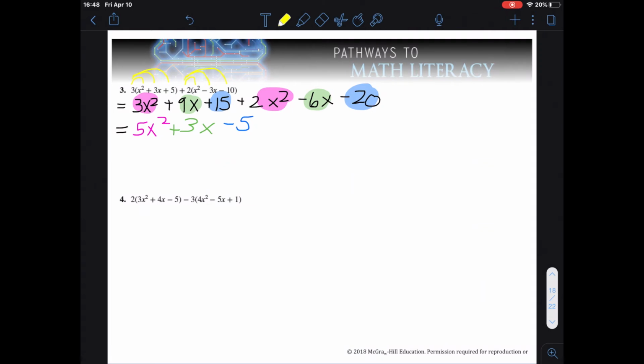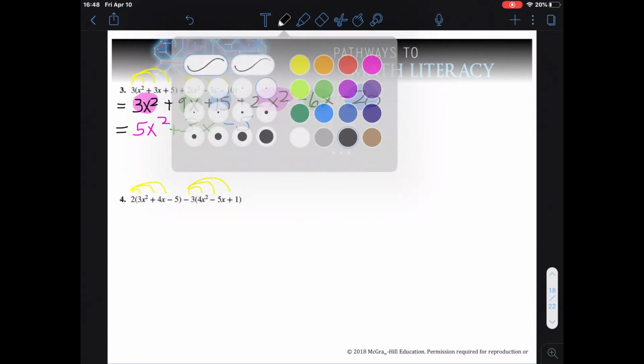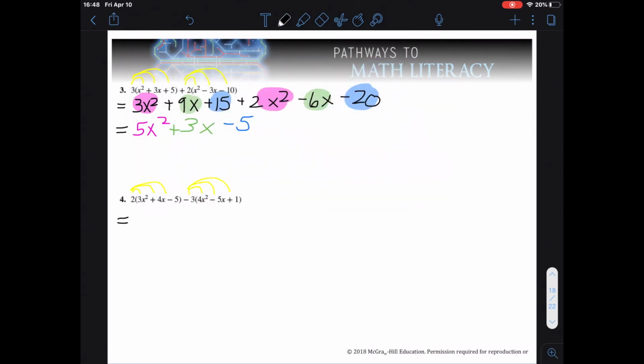And then again, for this next one, before I can combine like things, I've got to distribute the 2 and the negative 3. So we've got to be careful with that minus sign. So if you distribute the 2 out, 2 times 3x squared is 6x squared. 2 times 4x is 8x. 2 times negative 5 is negative 10. And then when you distribute the minus 3 out, negative 3 times 4x squared is negative 12x squared. Negative 3 times negative 5x is positive 15x. Negative 3 times positive 1 is negative 3.